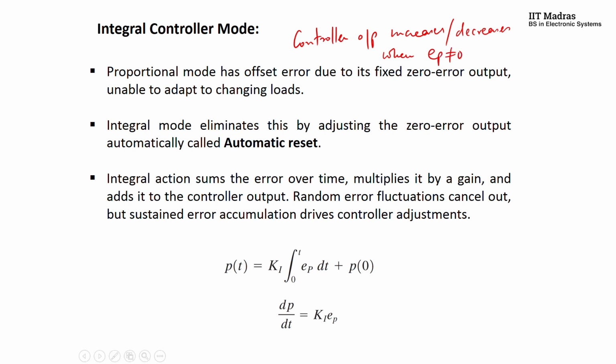In the proportional case, there should always be a value of error for the control output to be generated. But in the integral controller mode, the expectation is that whenever the error is not equal to 0, the control output should change dynamically and bring the error back to 0. And when the error goes back to 0, the control output should remain at the last value.